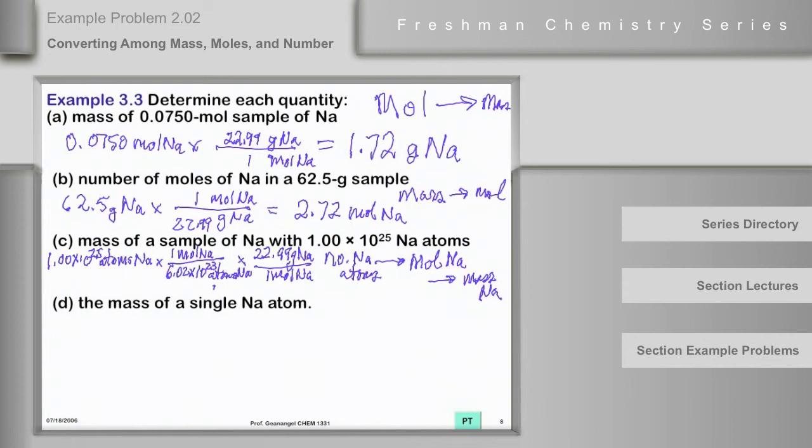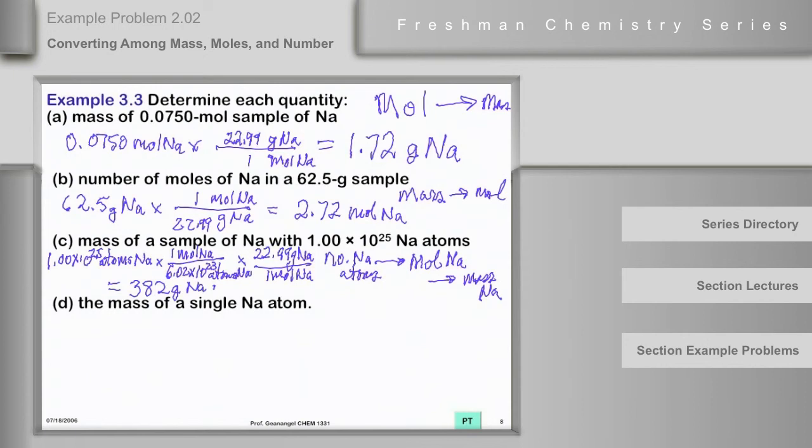So atoms of sodium to moles of sodium to mass of sodium. The answer is 382 grams of sodium. Questions on that? The two-step conversion. All right, good, excellent. Let's look at the last one.